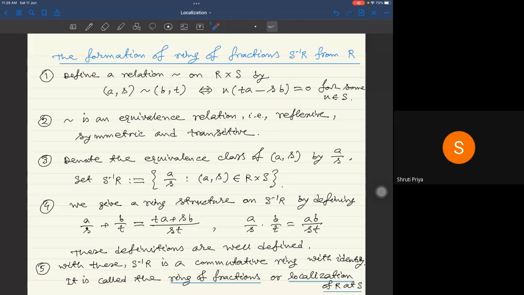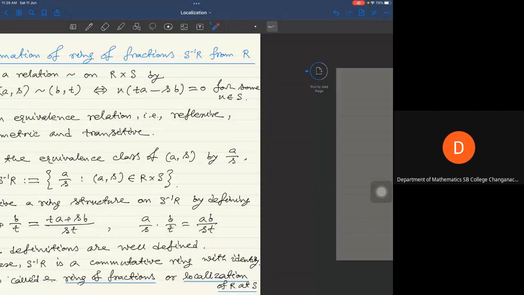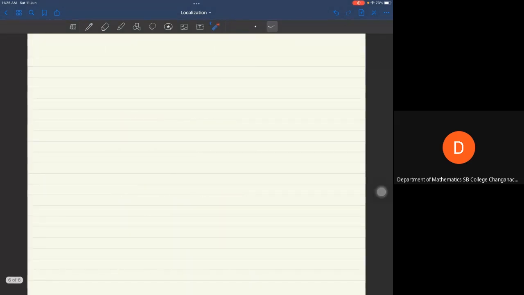One by one is the identity. Okay, do you have any other representative? I'm very happy to get this. So this is an identity element, and whenever you have an identity element it is unique, so I should write: the identity element of S inverse R is of course 1 by 1.